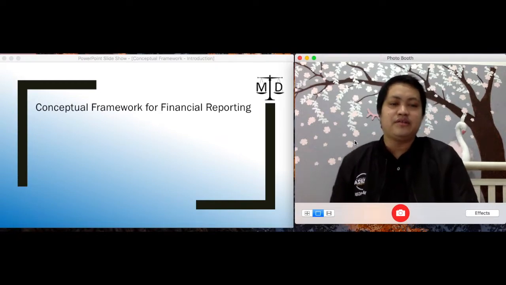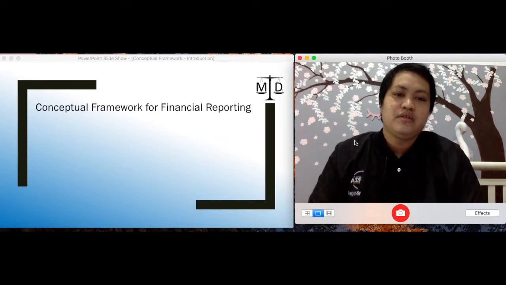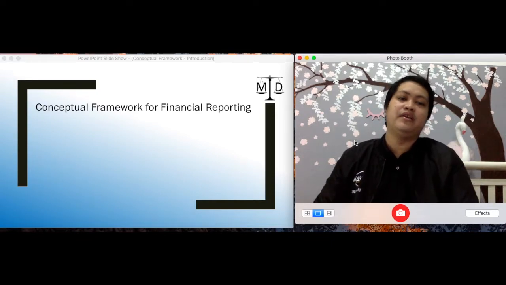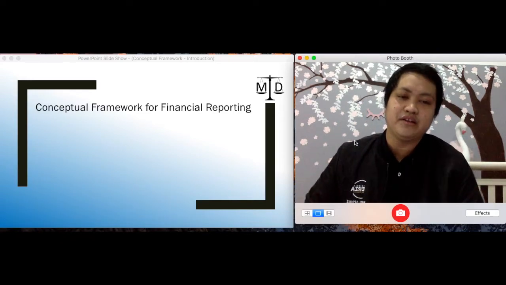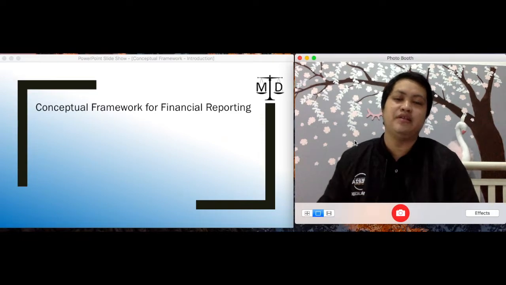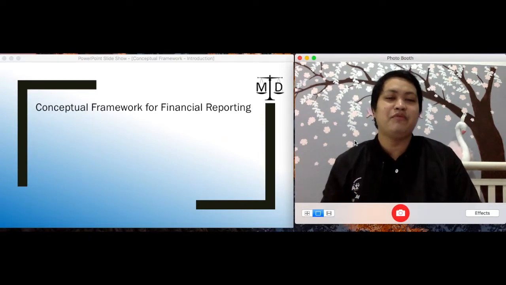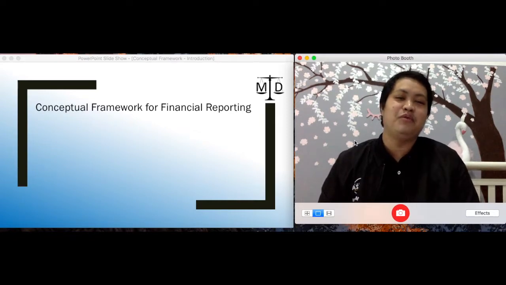As a side note, the standards are developed by the International Accounting Standards Board, which we refer to as the IFRS, which we adapt here in the Philippines and call them the PFRS, or the Philippine Financial Reporting Standards. So to start, the complete name of the framework is Conceptual Framework for Financial Reporting.